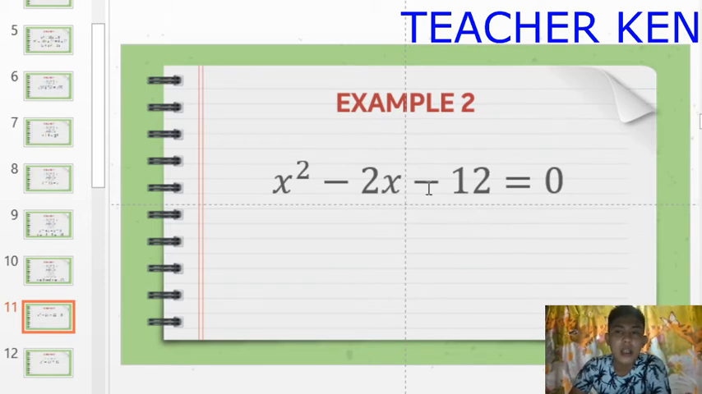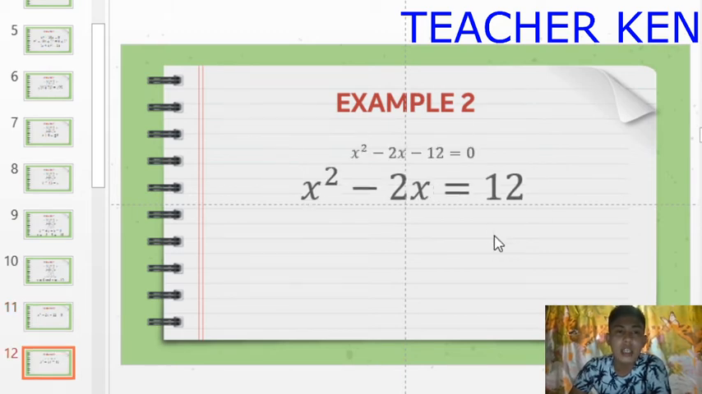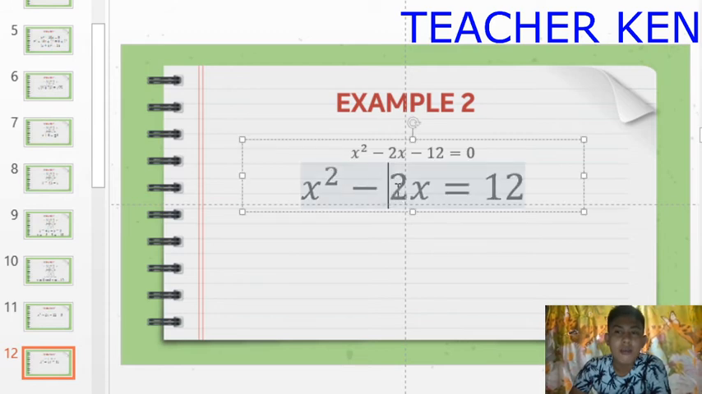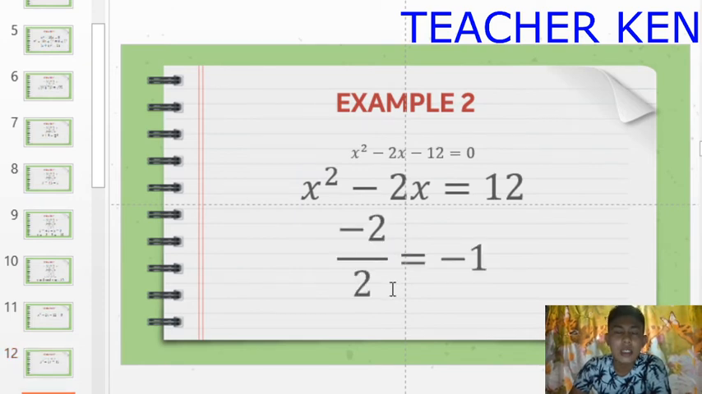So ang gagawin natin, we have to transpose negative 12 to the right side of our equation. So when we transpose a number, mag-change yung sign. So ang mangyayari, magiging x squared minus 2x is equal to 12. Okay, next natin gagawin is yung kanina, we have to divide the coefficient of our linear term by 2. So in this case, the linear term natin is negative 2. So i-divide natin siya sa 2. The answer is negative 1.